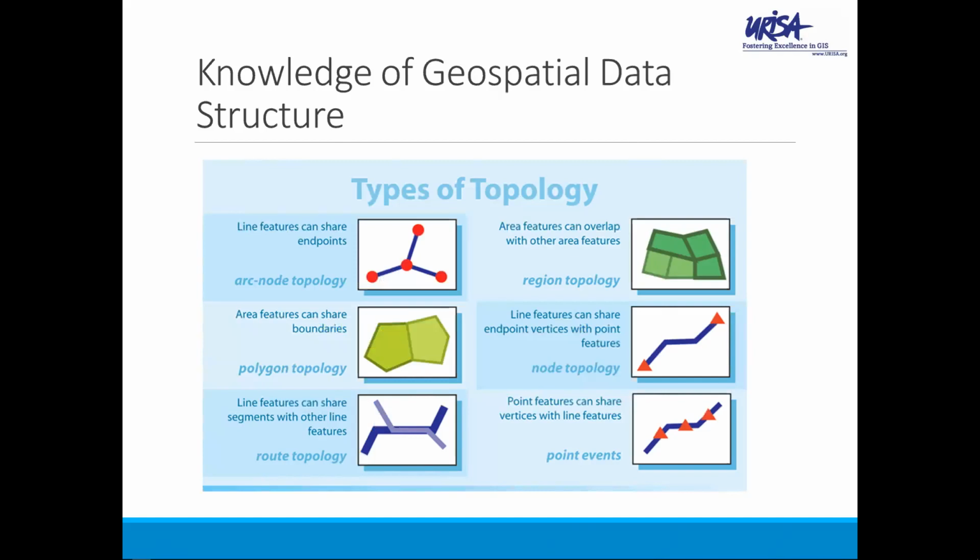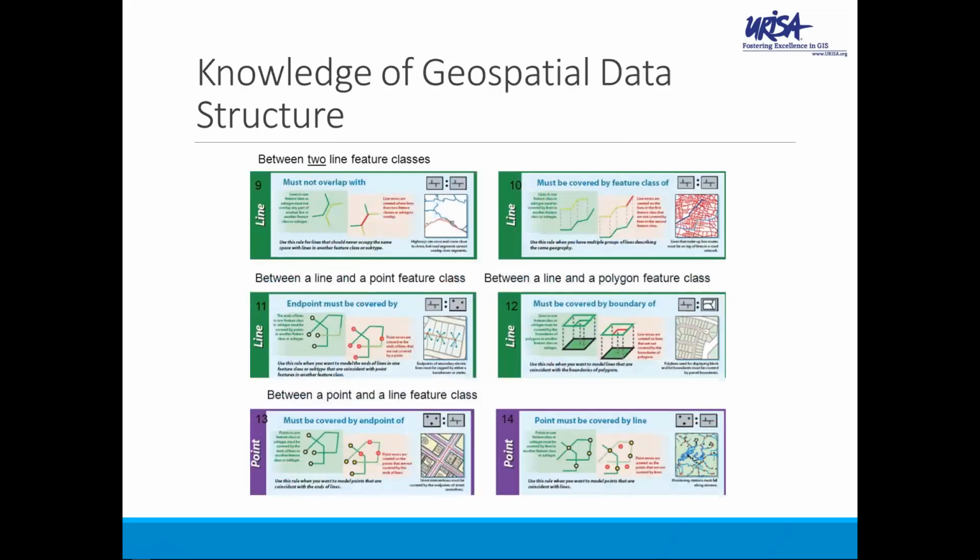The first example on the slide shows the various types of topologies that are available, some of the ones inside of ESRI topology rules. So what is an arc node topology versus a region topology? Point events, route topologies. There's a whole bunch of different topologies, and what usually happens in this case is we end up with a bunch of rules that help us define that topological structure inside of our database.